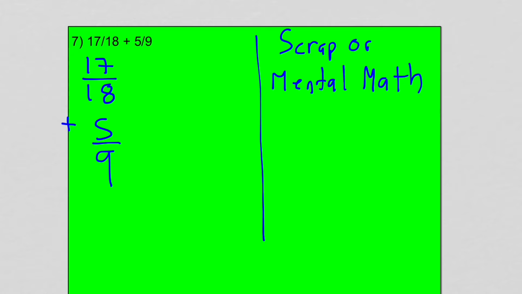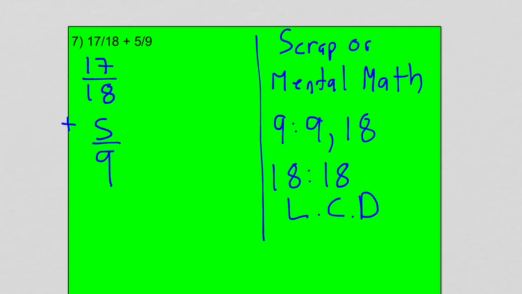Okay, and we need to find the lowest common denominator of 18 and 9. If you can get it by mental math, great. You don't need to show any work, but if you can't, do some skip counting. First multiple of 9 is 9, 18. Oh, look at this. First multiple of 18 is 18. There's my lowest common denominator. My lowest common denominator is 18.